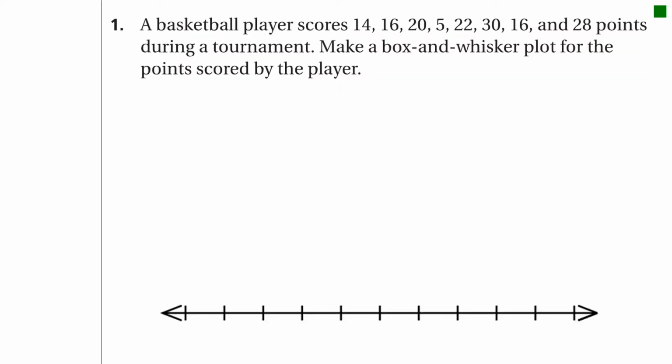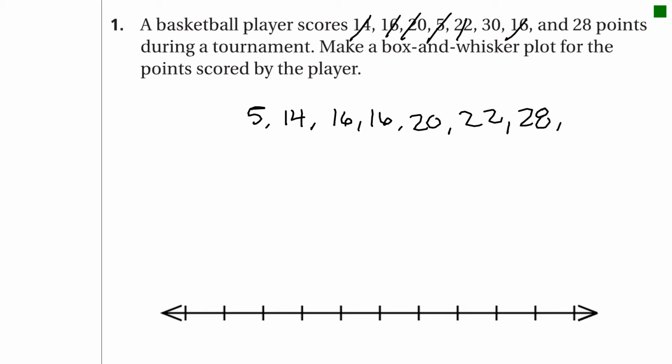All right, let's practice making them. We're given the basketball players' scores, and we're going to make a box and whisker plot out of it. The first thing we need to do is put our data points in order. So we have 5, then 14, then two 16s, then 20, 22, 28, and then 30.